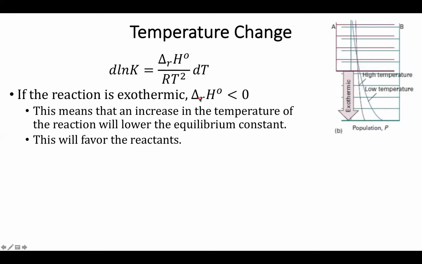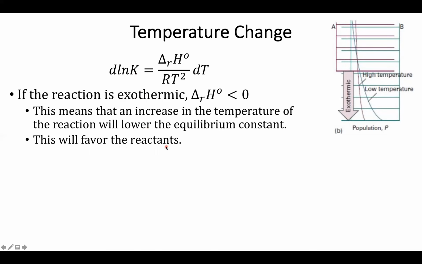So if I have an exothermic reaction, it means I'm going from a high energy to a low energy. And in practice, this means I'm going to have a negative change in enthalpy, which means that if I have an increase in temperature, so a positive temperature, and a negative change in enthalpy, this means I'm going to have a negative natural log, which is essentially a way of saying that I'm going to decrease my equilibrium constant. So the equilibrium constant is going to decrease, meaning it's going to become lower, also meaning it's going to be more reactant favored.